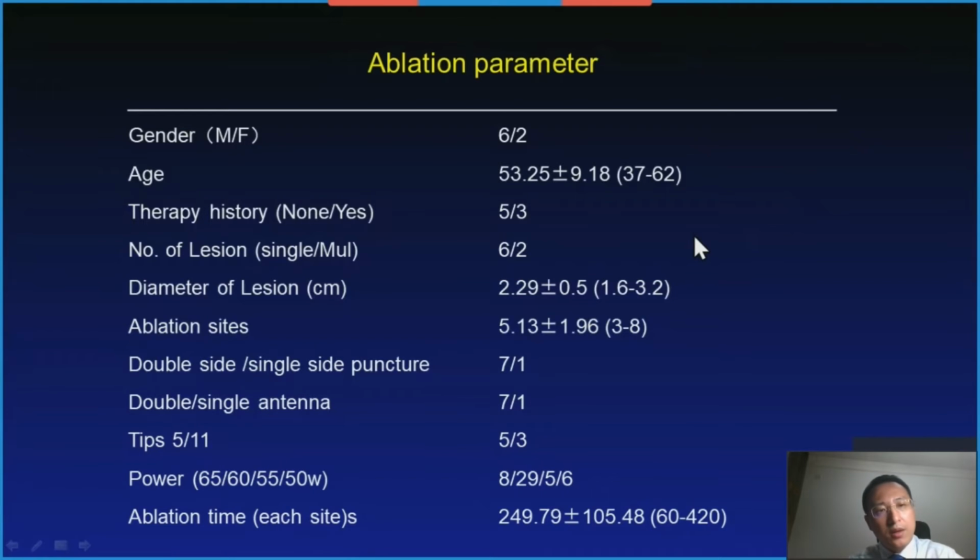This is the ablation parameter. The diameter of the lesion ranged from 1.6 centimeters to 3.2 centimeters. All patients had multiple ablation sites, so we had to reinsert the antenna during the procedure. Only 1 patient was punctured through the right side, and only 1 patient used a single antenna. Most patients used the 5 millimeter tips.